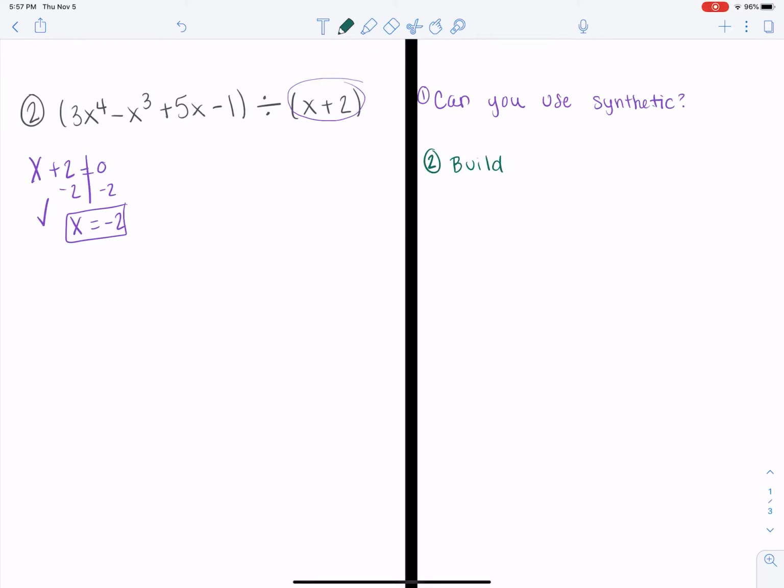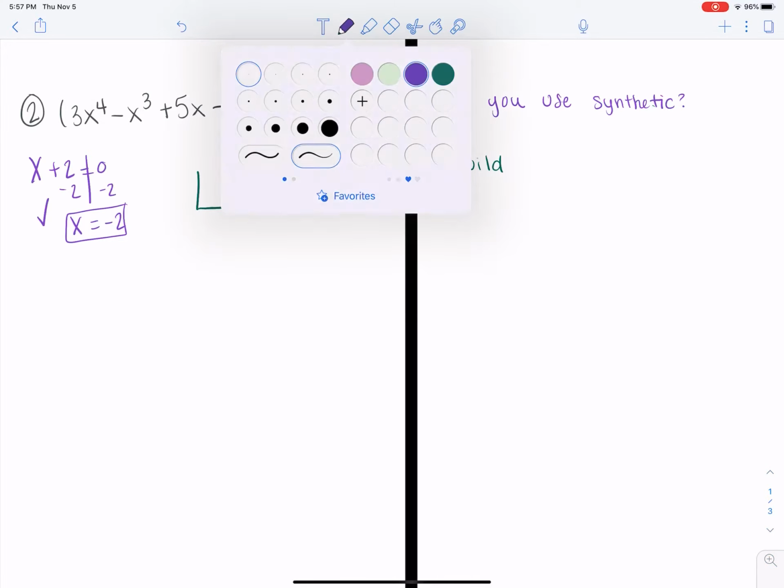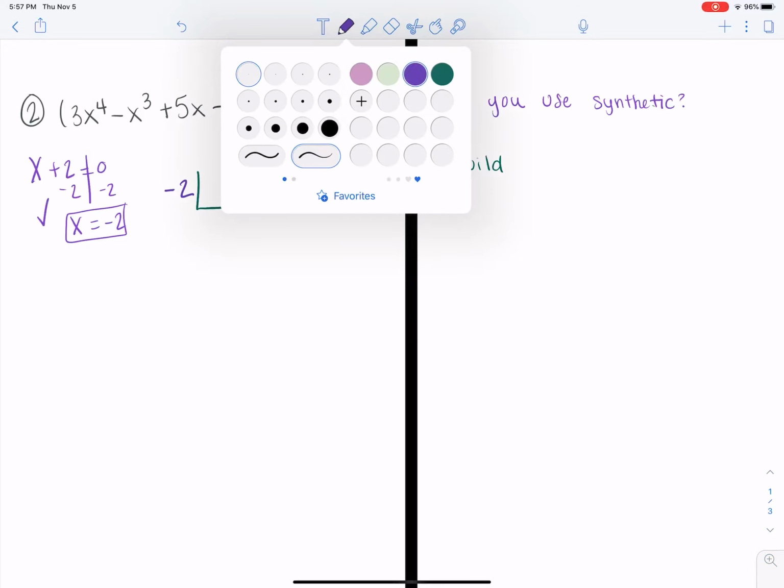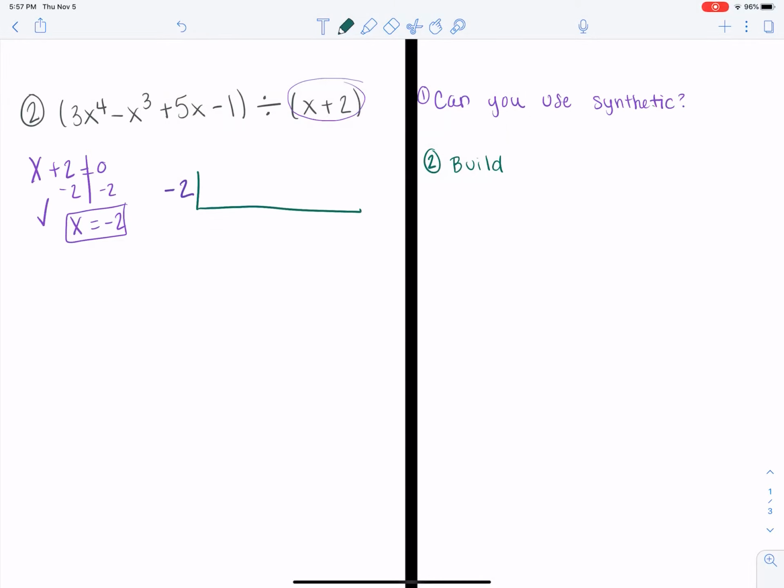In order to build it, we're going to build an upside down division. We're going to put the number we solved for on the outside, and then we're going to make 2 layers on the inside, right? So leave yourself some room. Okay, now here's where we get a little bit funny.